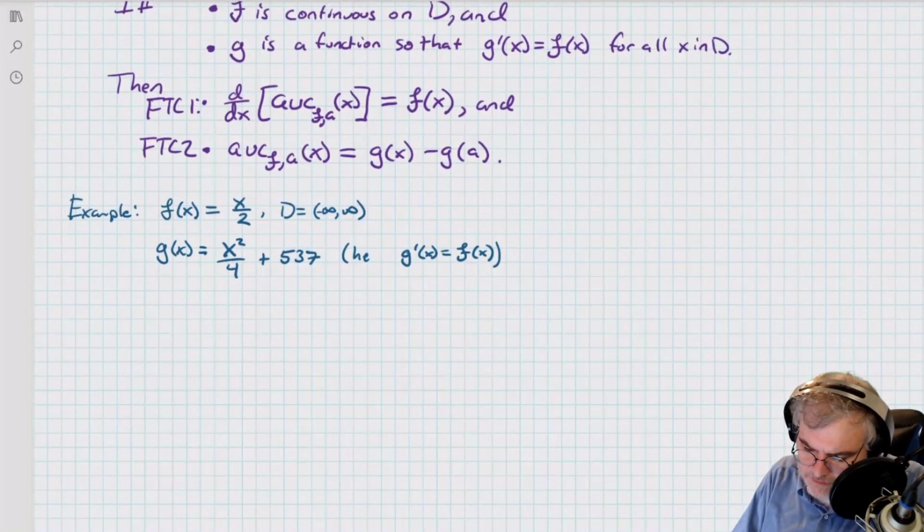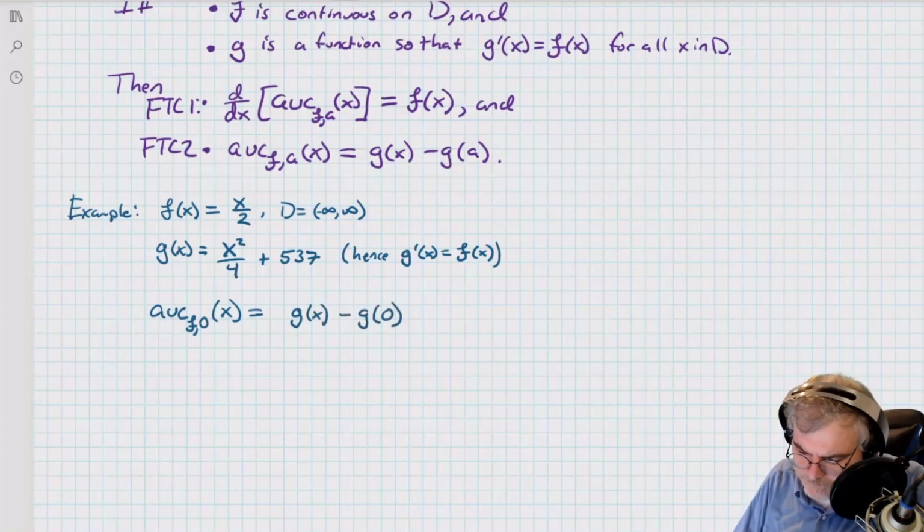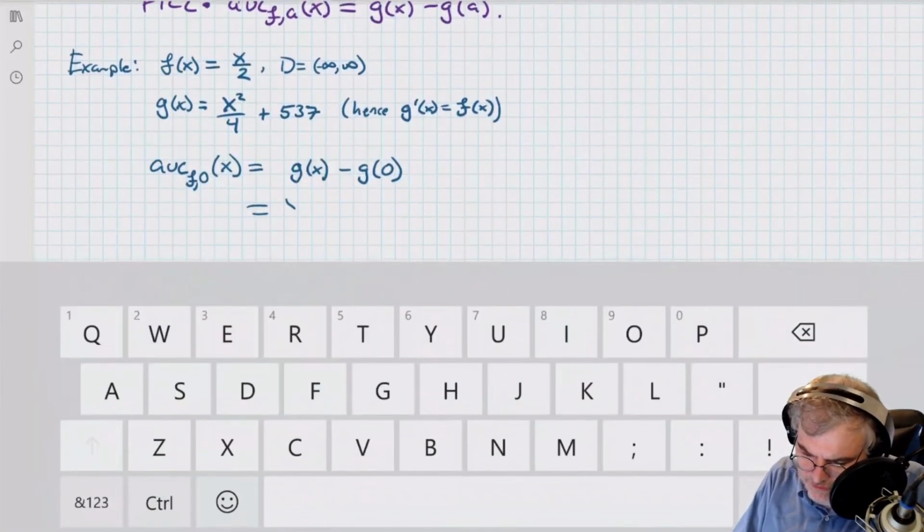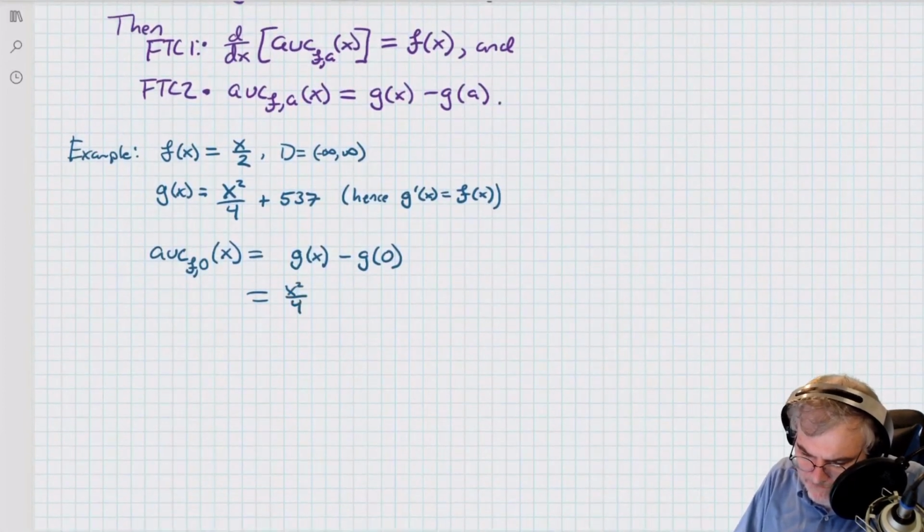Now, I claim that AUC F 0 of X equals G of X minus G of 0. Well, what is g of 0? Well, g of x is x squared over 4 plus 537, minus 0 squared over 4 plus 537.